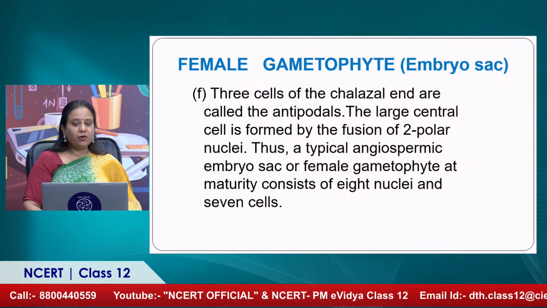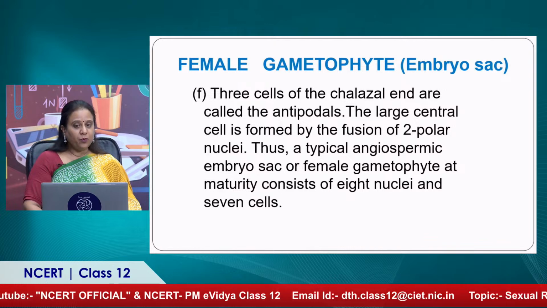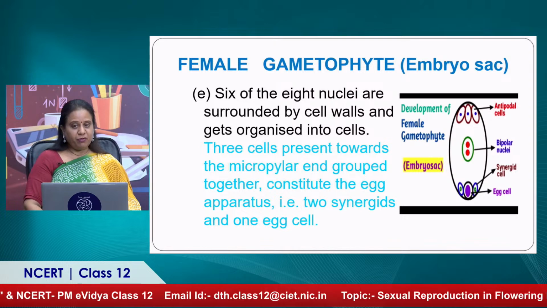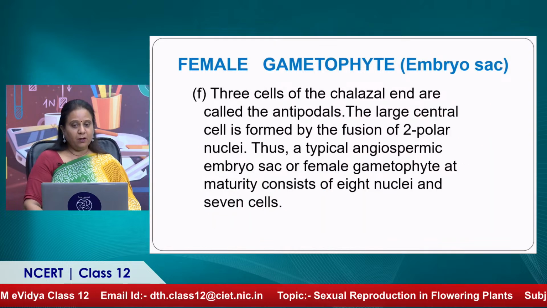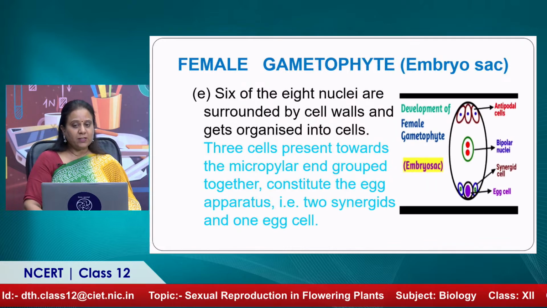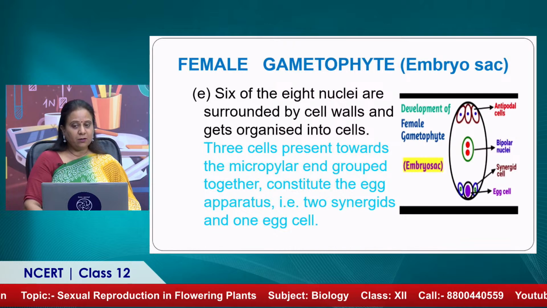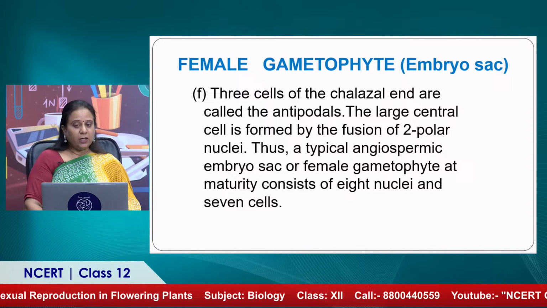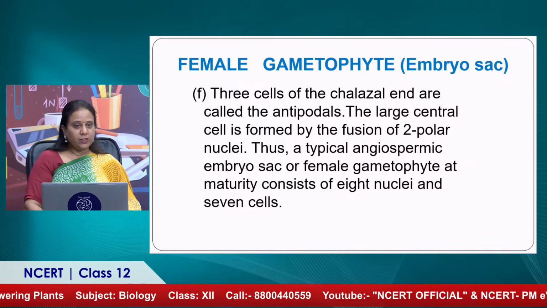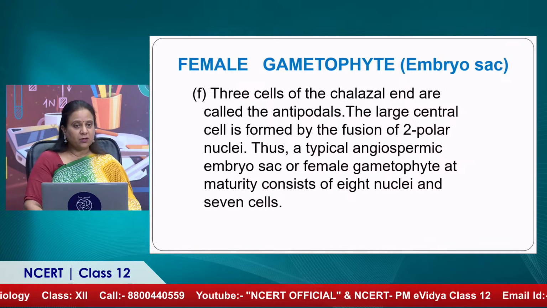This is the summary of that. The 3 cells at the chalazal end are called antipodals, at the top, and the large central cell is formed by the fusion of 2 polar nuclei. We can see in the previous slide as well, 2 polar nuclei in the middle. So a typical angiospermic embryo sac, or the female gametophyte at maturity, consists of 8 nuclei and a 7 celled structure.